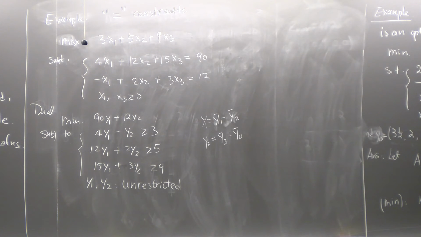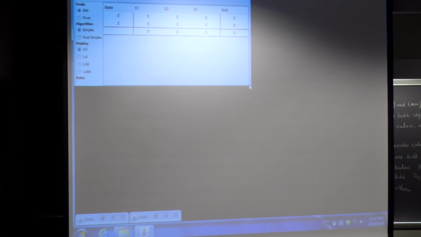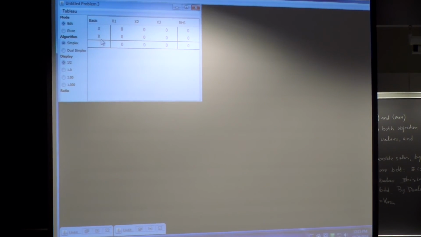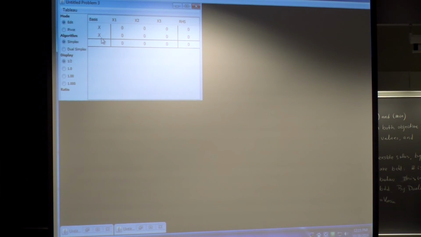Let me close this. Let's open a new problem. Okay. So for the original problem, this shall be reasonably small, so I'm not going to give it too big a window. So we see we have 2 constraints, 3 variables. So let's put that in. Let me get my number here with me. So I have, is that 4, 12? Yeah. 4, 12, 15. And the right-hand side is 90.